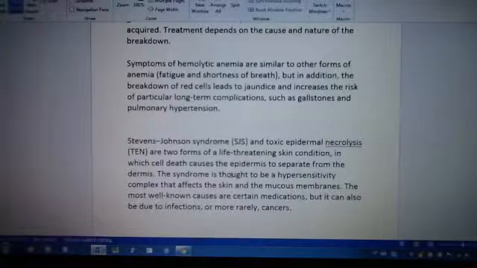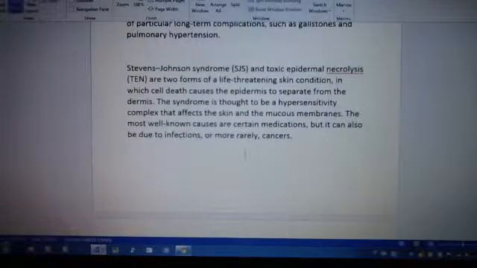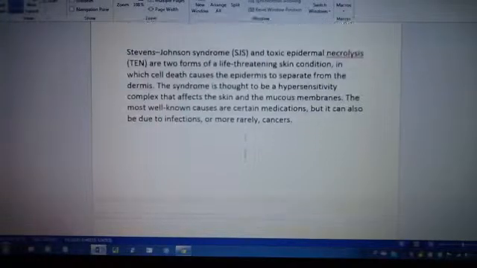What is Stevens-Johnson syndrome? Stevens-Johnson syndrome and toxic epidermal necrolysis are two forms of a life-threatening skin condition in which cell death causes the epidermis to separate from the dermis. The syndrome is thought to be a hypersensitivity complex that affects the skin and the mucous membranes. The most well-known causes are certain medications, but it can also be due to infections and more rarely cancers.